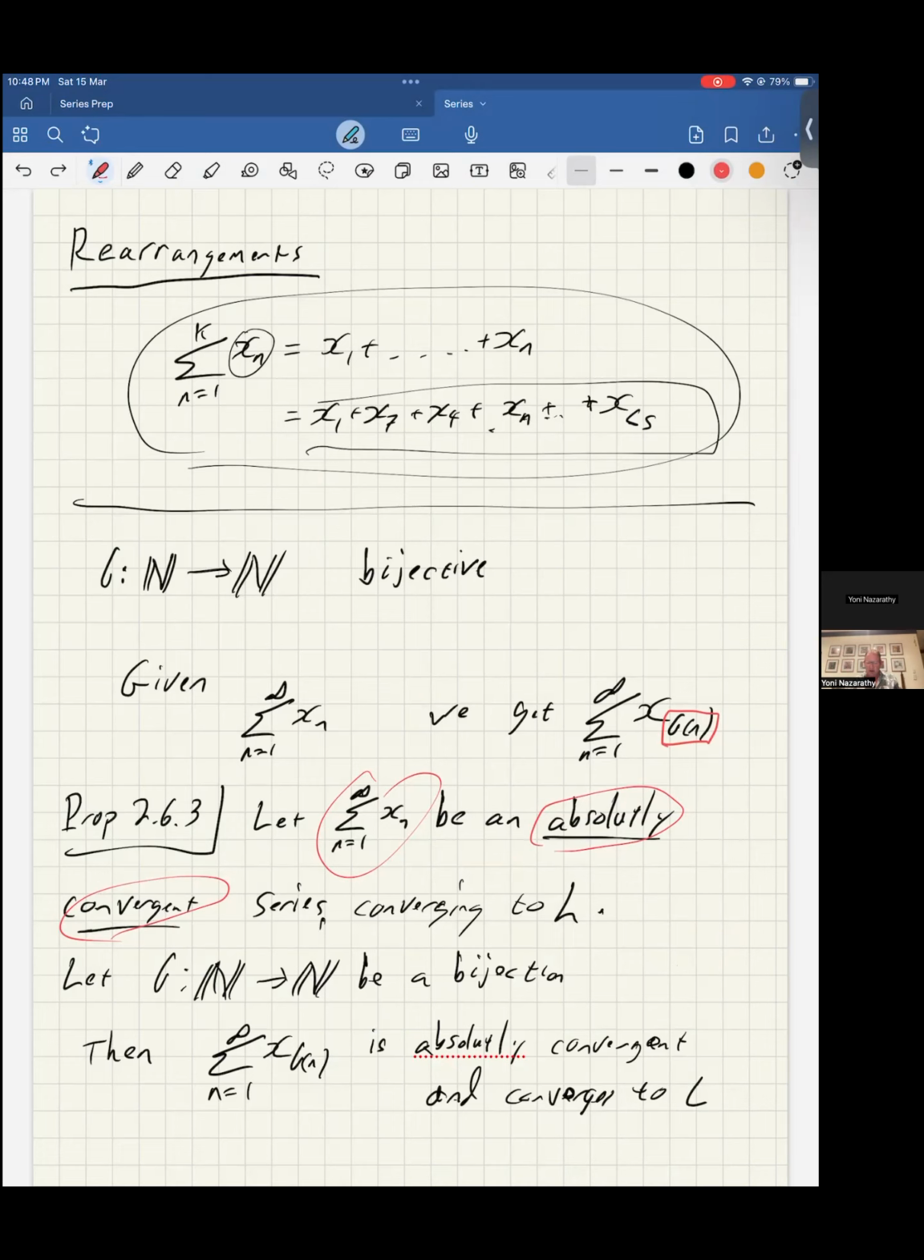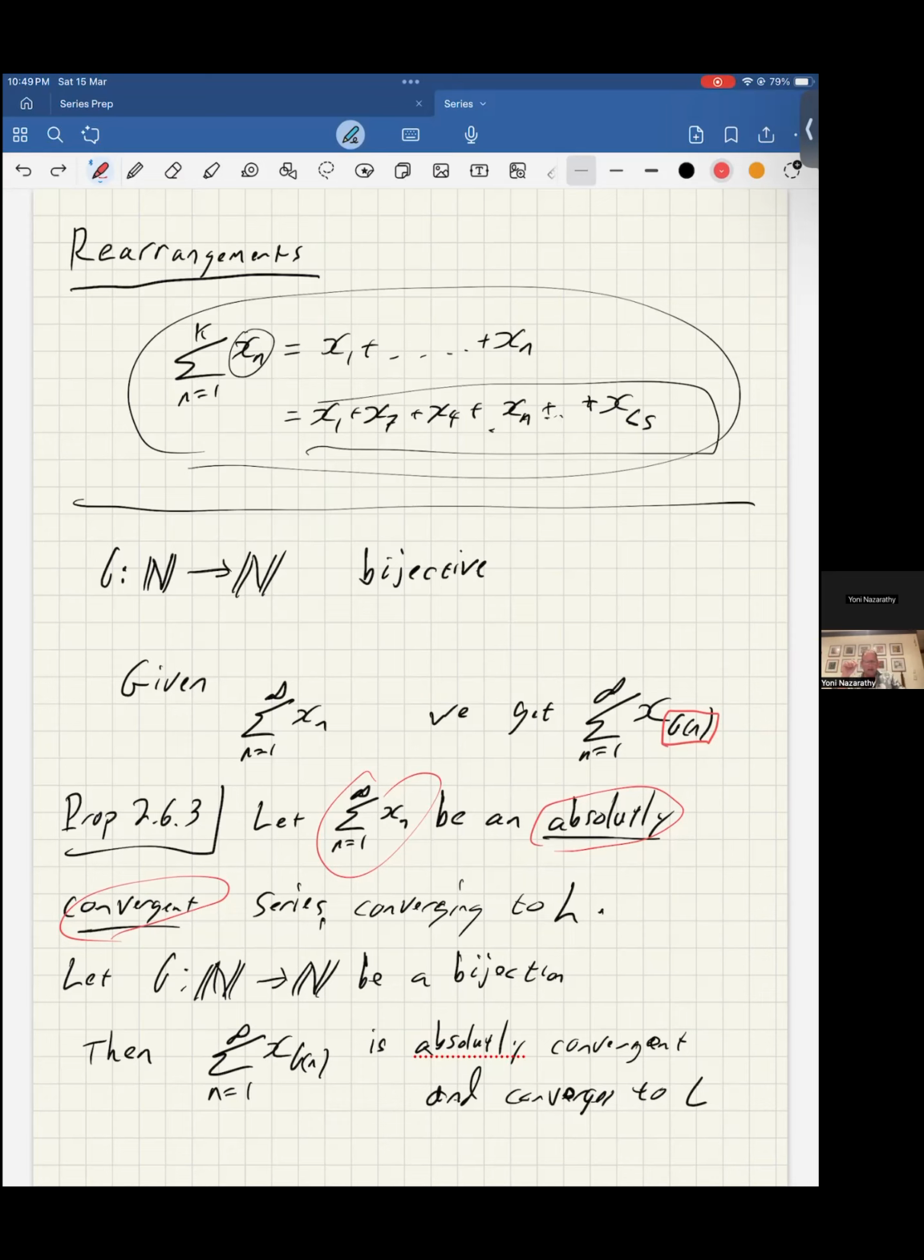Now, in particular, if you're speaking about a series of non-negative terms, then if it's convergent, it's always absolutely convergent. So when you're speaking about series of non-negative terms, or even strictly positive, but certainly non-negative is also good, then rearrangements work fine.